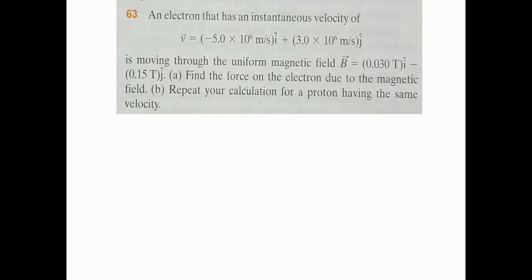We just read the question one by one, because here you have two parts, so I am going to work out one by one. So what is given in the question? An electron that has an instantaneous velocity, given in the form of a vector equation: -5 multiplied by 10 to the power of 6 meter per second i cap vector, plus 3 multiplied by 10 to the power of 6 meter per second j cap vector, is moving through a uniform magnetic field, which is also given in the form of a vector equation.